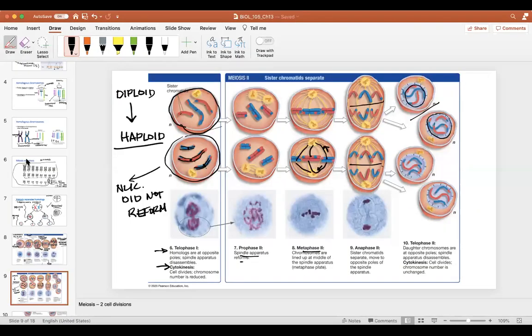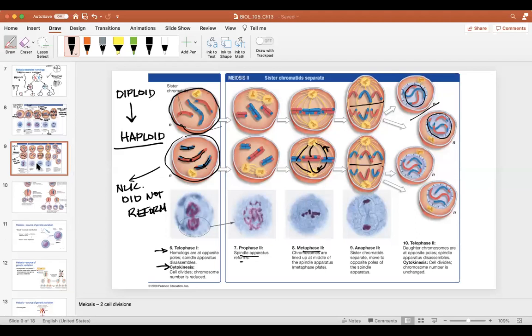So hopefully that helps you understand meiosis as a process. So where we're going to pick up in part 2 is we're going to talk about a process called crossing over. We're going to talk about how meiosis generates genetic variation, and we'll talk about what goes wrong during meiosis.